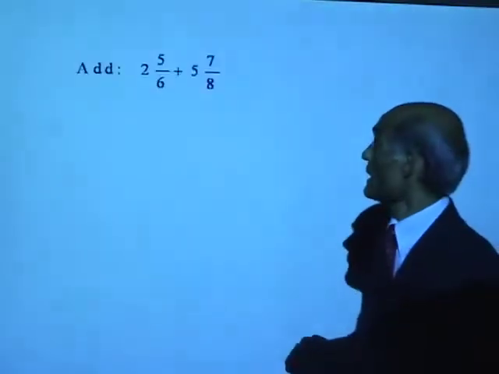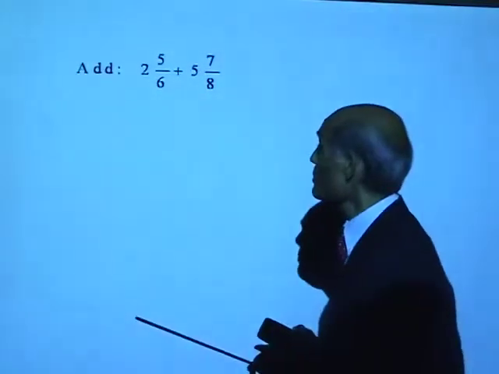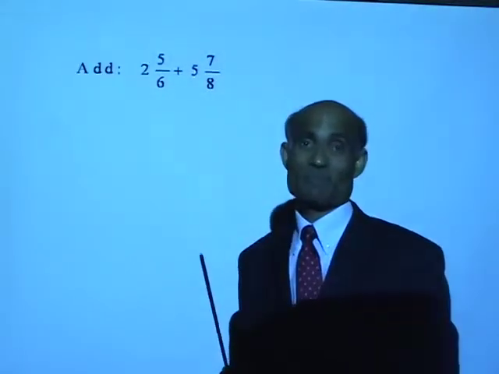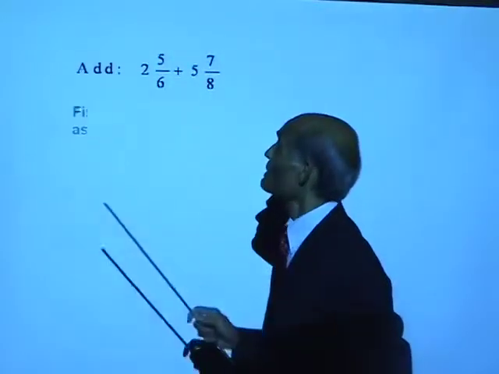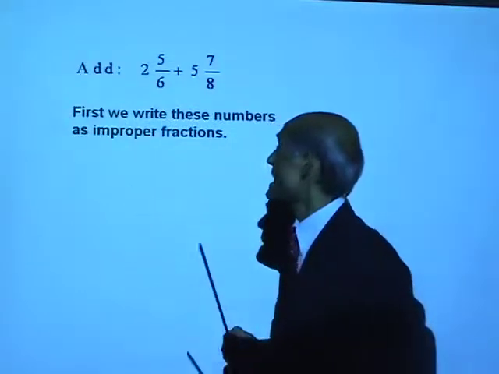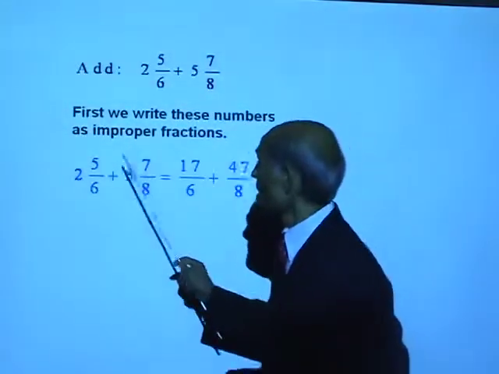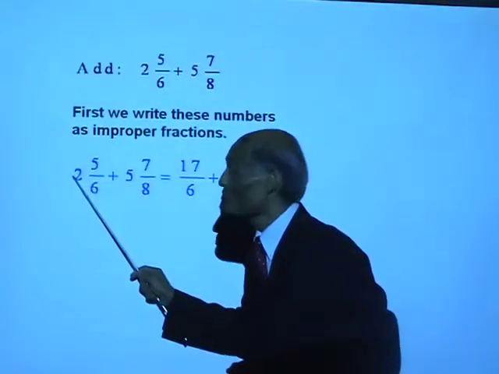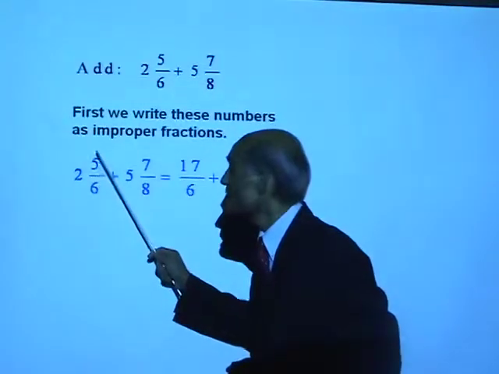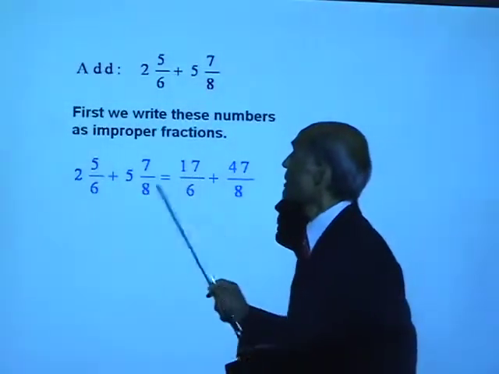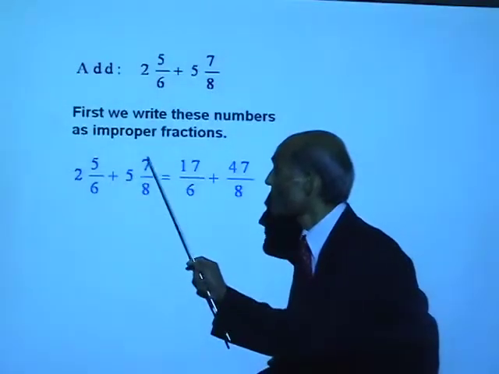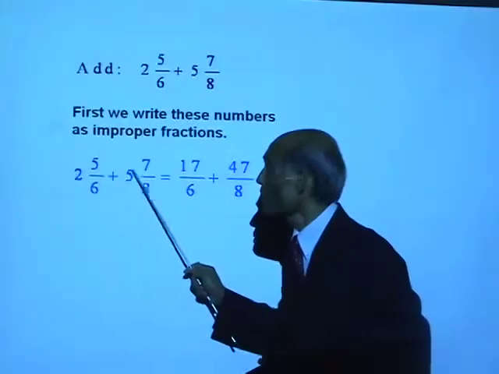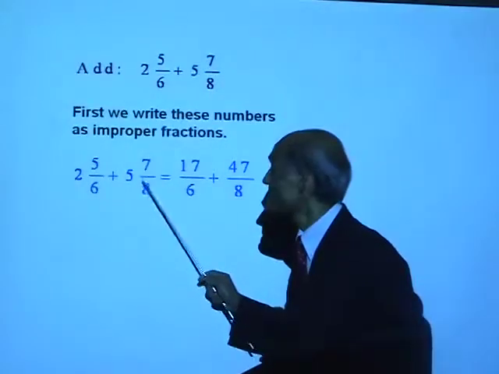Alright? Let's do another one. Add 2 and 5 over 6 plus 5 and 7 over 8. Okay? What's the first method? First we write these numbers as improper fractions. Alright? 2 and 5 over 6. 6 times 2 is 12. 12 plus 5 is 17. It is 17 over 6 plus 5 and 7 over 8. 8 times 5 is 40. 40 plus 7 is 47. 47 over 8.